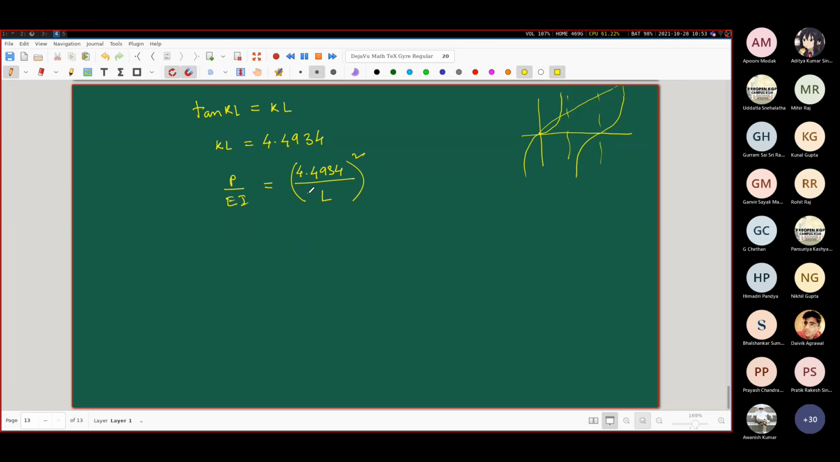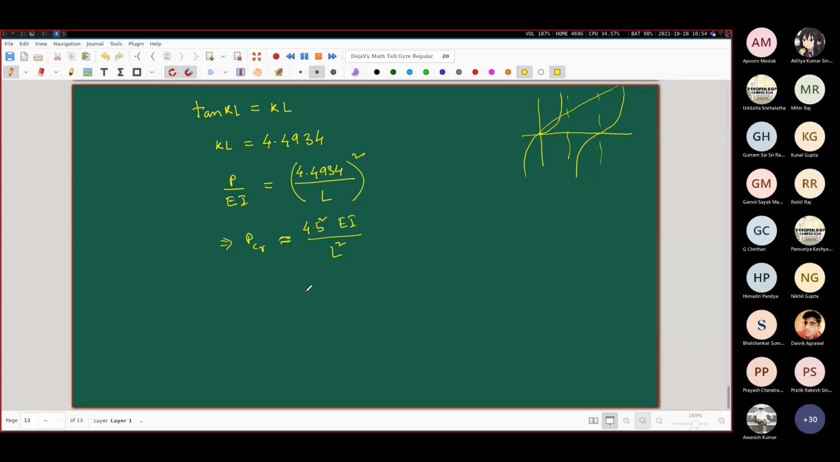Okay, so earlier in place of this thing, you were getting pi or pi by 2 or something like that. And now you have this strange looking number, but it's just the same thing. So you will also obtain a P critical from here. This P critical will come out to be approximately 4.5 square EI divided by L square.